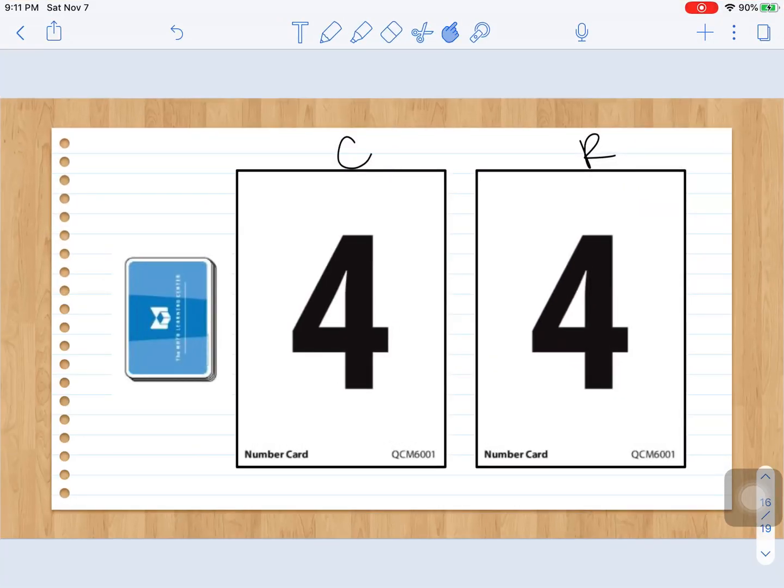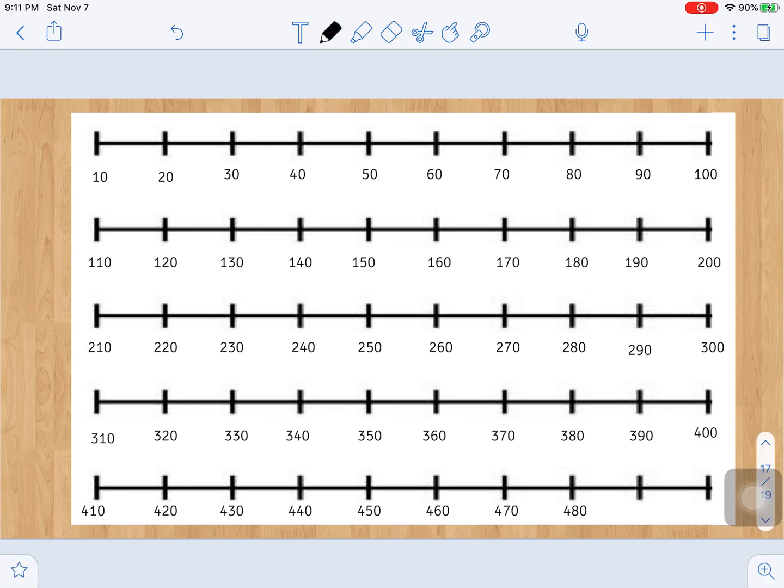Great job. All right, now the final thing for Number Corner today is updating our number line. On Friday, we left off at 480. If we look at that tens place, we have 1, 2, 3, 4, 5, 6, 7, 8. The hundreds place didn't change, and the ones place didn't change. Which means that today, if we add 10, we are now at 490.